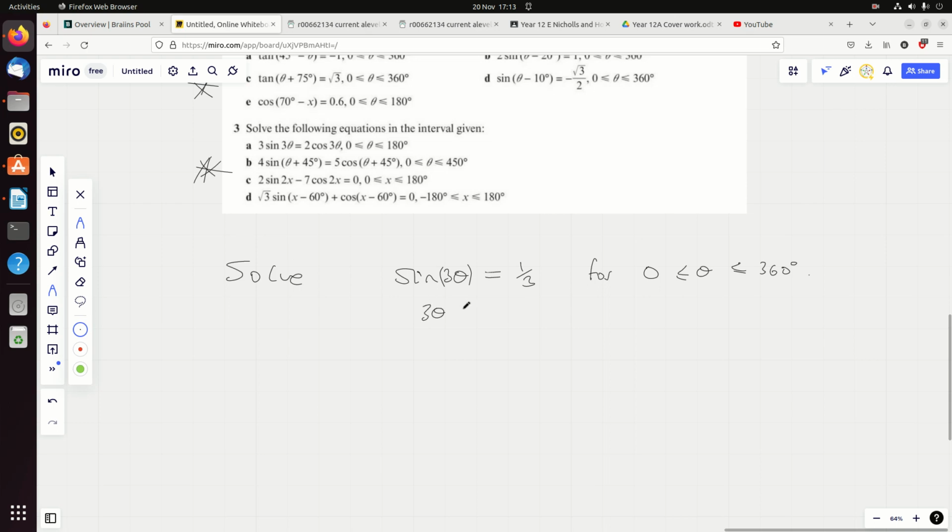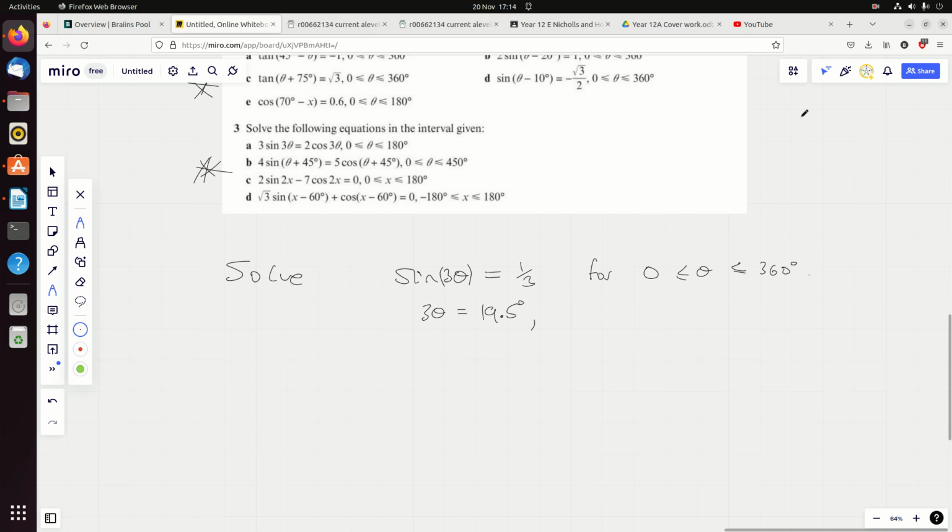So what I'm going to do first is invert that, inverse sine. Inverse sine of 1 divided by 3. In radians, hang on, one second, degrees. 19.5, good. That one seems to pop up a lot, the third. So we get 3 theta is 19.5.